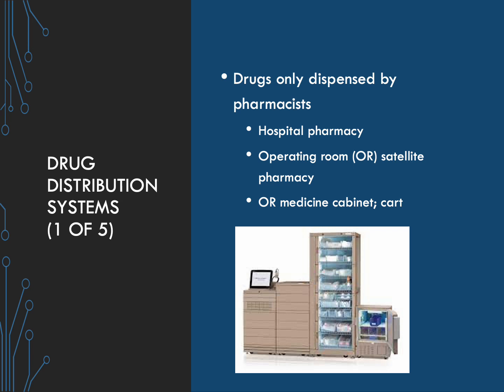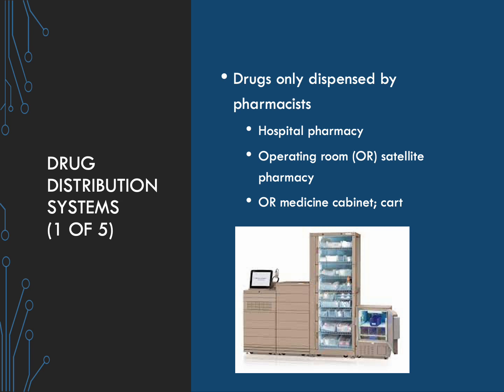Suffice it to say, it's important to communicate about drugs properly, but it's also important to distribute those drugs properly, and different facilities have different ways of doing this. But this is the main tenet of drug distribution. And like I said, drug distribution systems vary, but in surgery, drugs are usually dispensed from one of 3 types of places, which can include the hospital pharmacy, some sort of OR satellite pharmacy, or a type of medicine cabinet or cart.